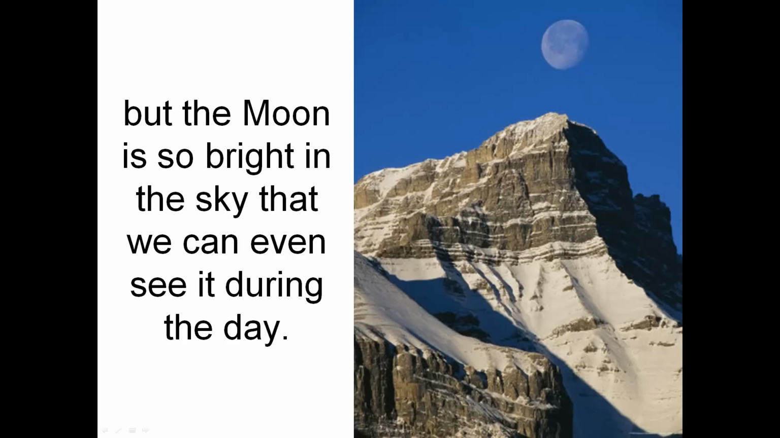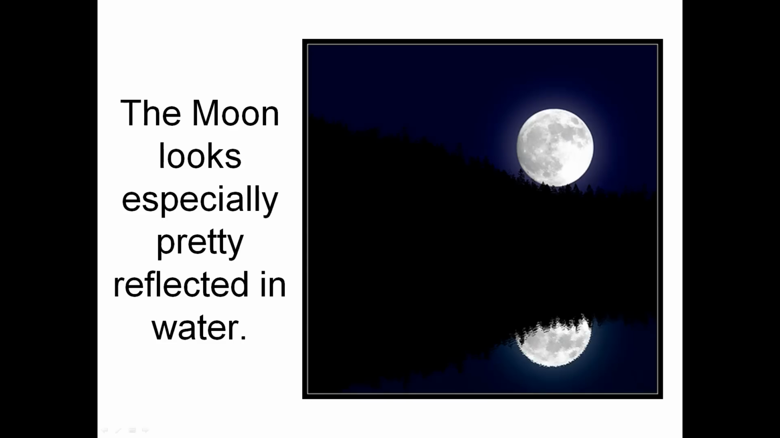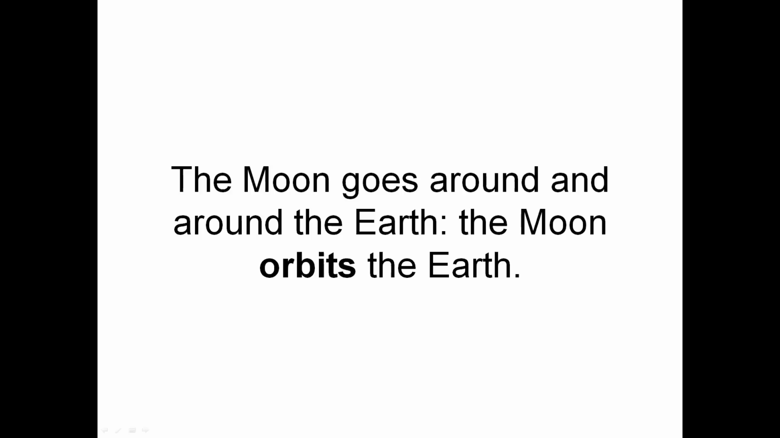People love to look at the moon at night. But the moon is so bright in the sky that we can even see it during the day. The moon looks especially pretty reflected in water. The moon goes around and around the Earth. The moon orbits the Earth.